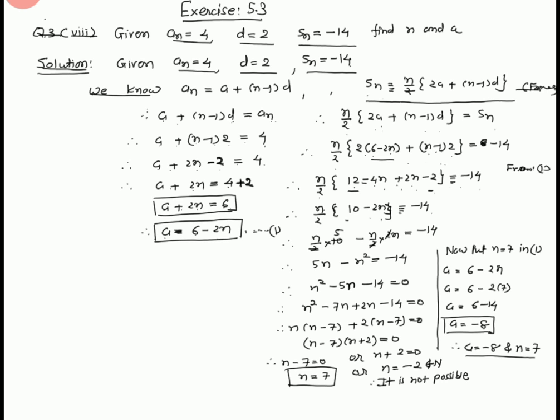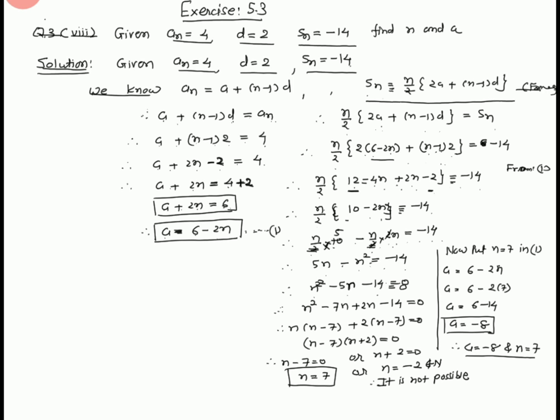Now we can open the bracket. n upon 2 into 10 minus n upon 2 into 2n equal to minus 14. 2 into 5, the 2s cancel. 5 into n, 5n minus n into n, n square, equal to minus 14. We can arrange in power form: n square minus 5n minus 14. This is the standard form, power form in arranging order: second power, first power, constant term.